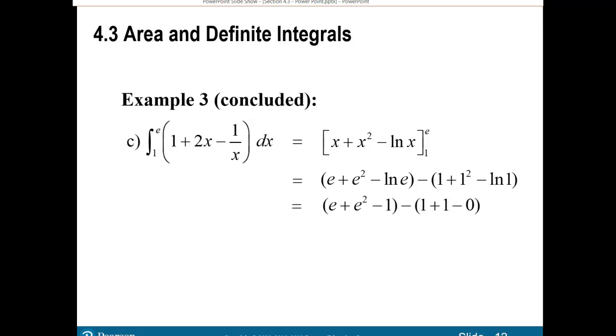So e plus e squared minus the natural log of e is 1, minus 1 plus 1, the natural log of 1 is 0. So that's e plus e squared minus 1. Distributing the negative gives me minus 1 minus 1. So that is e plus e squared minus 3. Decimal approximation using your calculator should be 7.107.